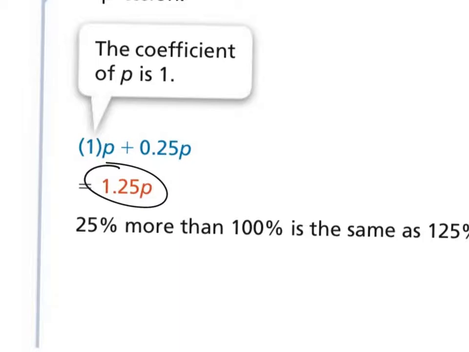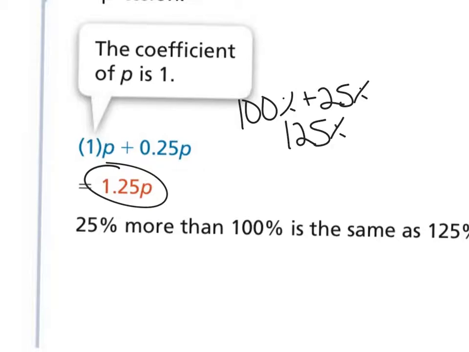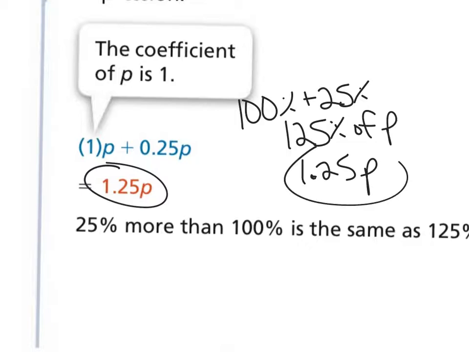And if you think about it, it kind of makes sense, because to start with, we had 100% and we added on 25%. We have 125% of p. And that would actually be a different way of doing the problem and getting the same answer if you want to go that route.